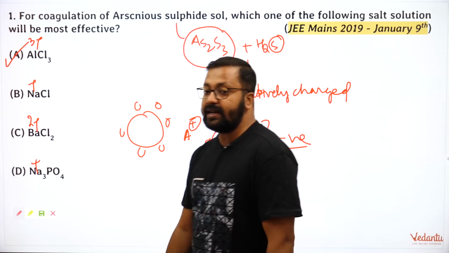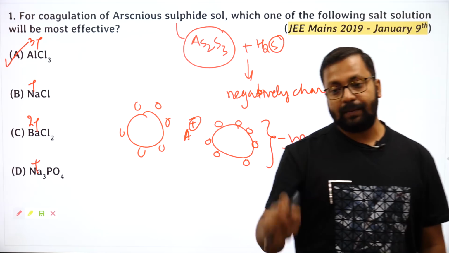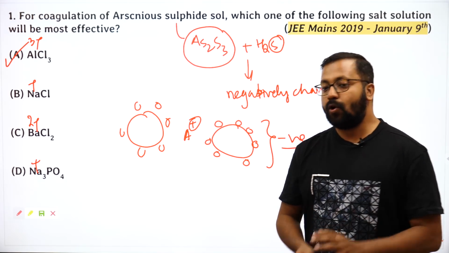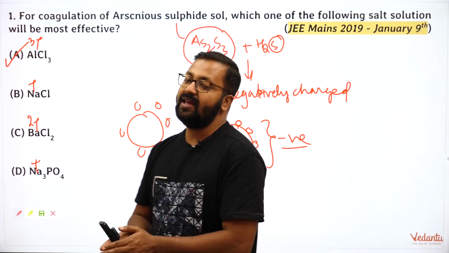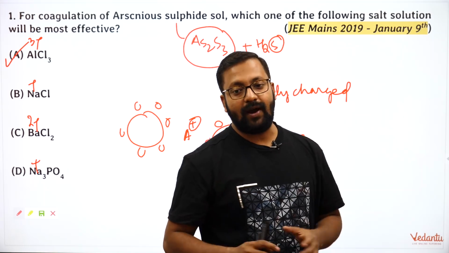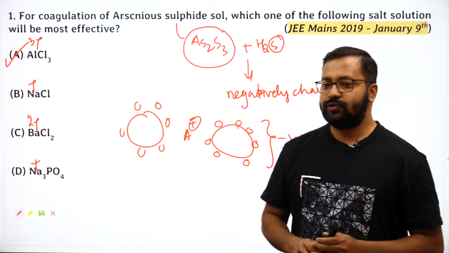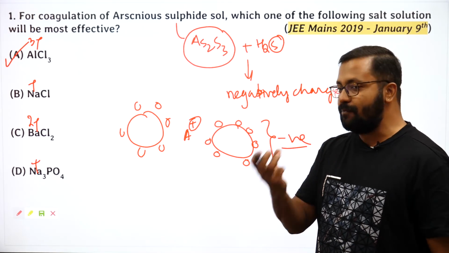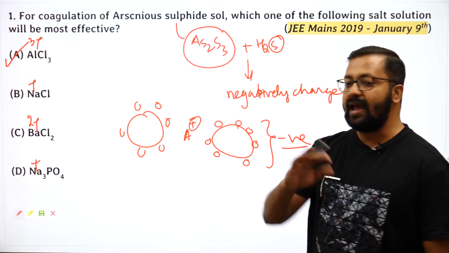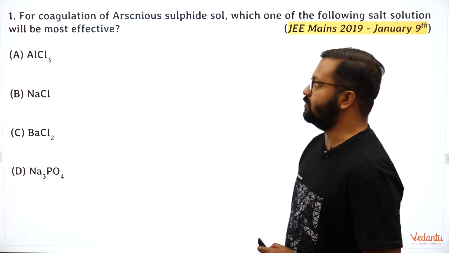So coagulating power is maximum with AlCl3. Always remember there are two terms, coagulating power and coagulation value. Coagulating power is the tendency, while coagulation value is the amount required. So अगर power ज़्यादा है तो amount कम required होगा. Okay, so if coagulating power is more, then the amount required to coagulate something will be less. So they are inversely related to each other. Let's move on to the next question.